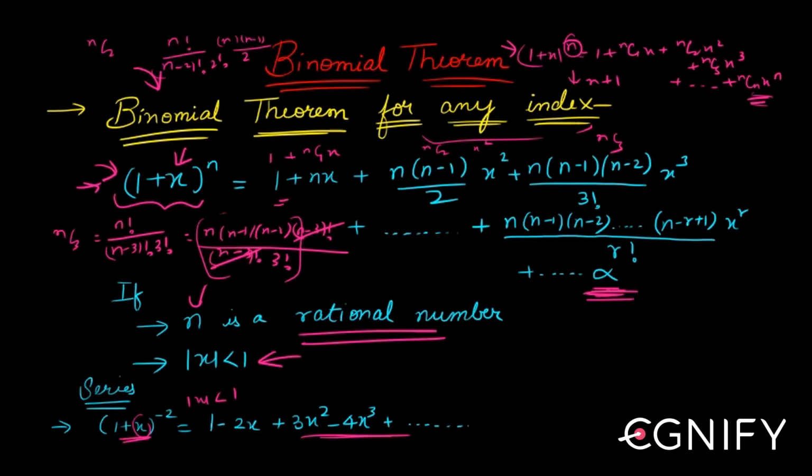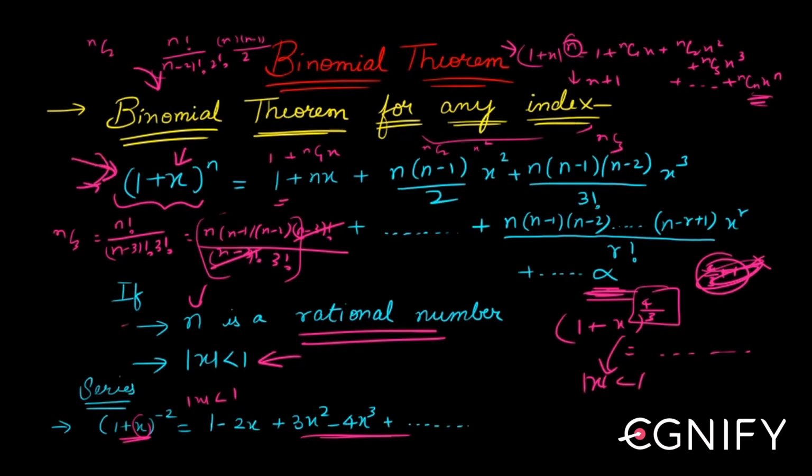For instance, if you have something like (1+x)^(4/3). Now this is a rational number, not an integer, so you can't have 4/3 + 1 number of terms. So that's how you have to remember it. Whenever you have a rational number, so that your n is not simply an integer, then the number of terms keeps on going to infinity if this |x| is less than 1. That's the condition. So the formula that you're seeing right now is valid if your n is a rational number and if your |x| is less than 1.